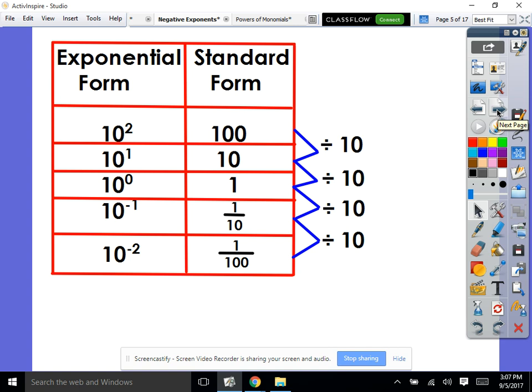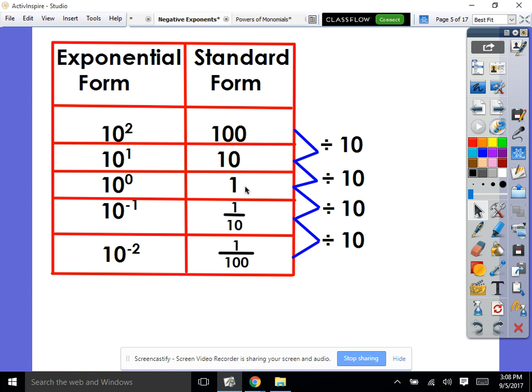All right, so here we have exponential form: 10 squared, 10 to the first, 10 to the 0 power, 10 to the negative 1st power, and 10 to the negative 2nd power. And we know that 10 squared is 100. 10 to the 1st power is 10, and we know that if we divide 100 by 10, that gives us 10. So each time that we divide by 10, our number is going down in value.